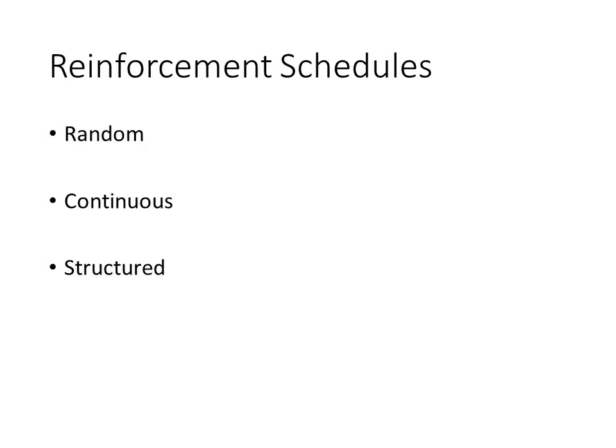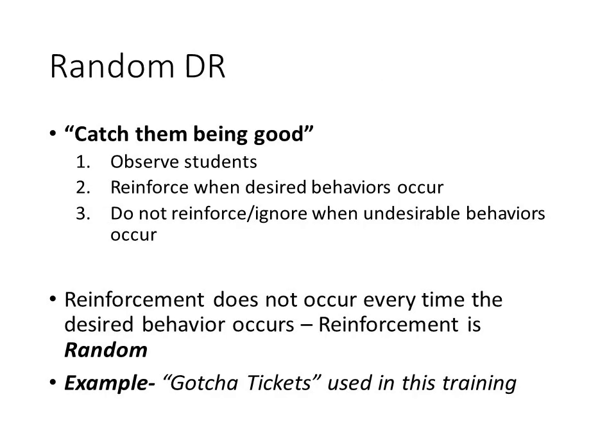We're going to look at reinforcement schedules. We're going to talk about random, continuous, and structured schedules. A random reinforcement schedule is basically that. You're catching a student being good. You observe the students and you reinforce when the desired behavior occurs. You do not reinforce when the undesirable behaviors occur. You want to make sure you're ignoring when those undesirable behaviors occur. Reinforcement does not occur every time the desired behavior occurs. It is random.